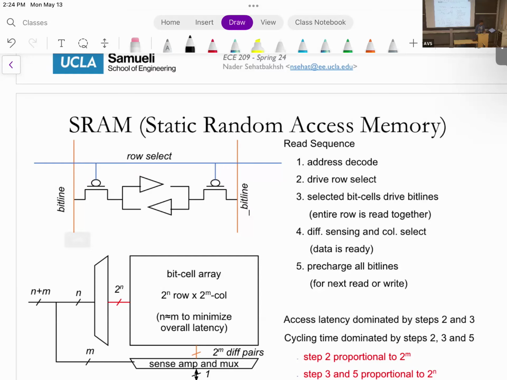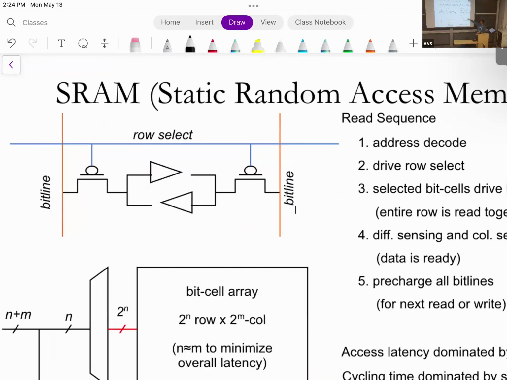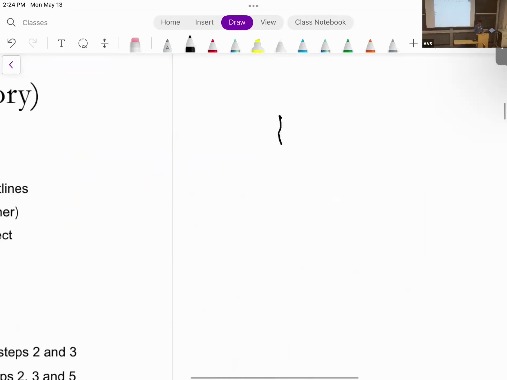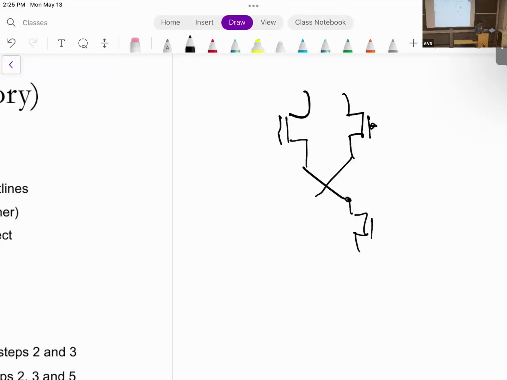SRAM is kind of like, you can think about an SRAM as a structure that you see up here. Essentially, SRAM is two back-to-back inverters and then two access transistors. So it looks like something like this: there are two back-to-back transistors connected like this. And then these are PMOS and these are NMOS. And the same thing here.